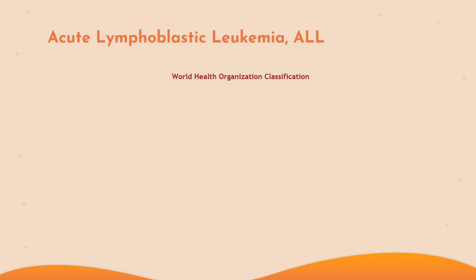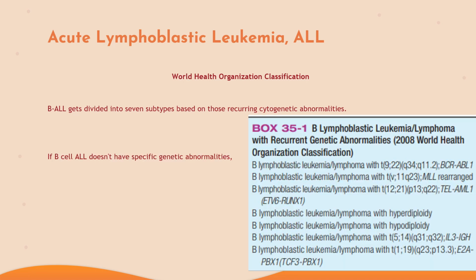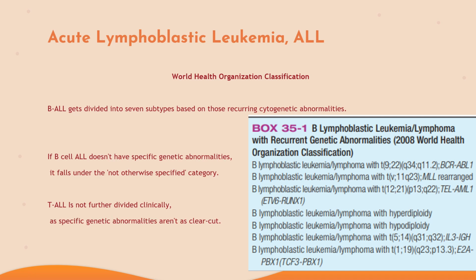Let's take a quick dive into the World Health Organization classification. B-ALL gets divided into 7 subtypes based on those recurring cytogenetic abnormalities. And if B-cell ALL doesn't have specific genetic abnormalities, it falls under the not otherwise specified category. Now, T-ALL. It's not further divided clinically, as specific genetic abnormalities aren't as clear-cut.